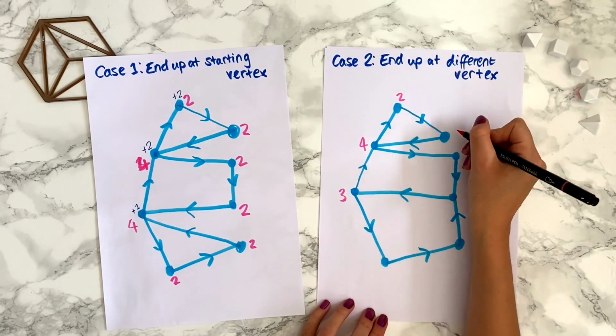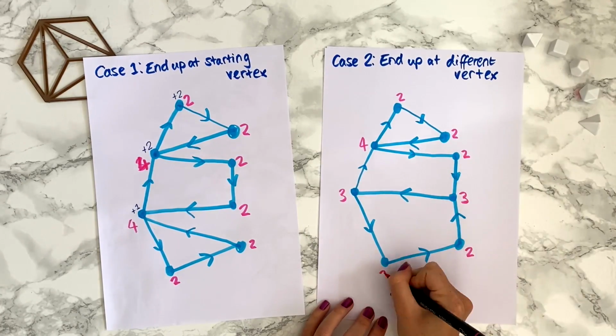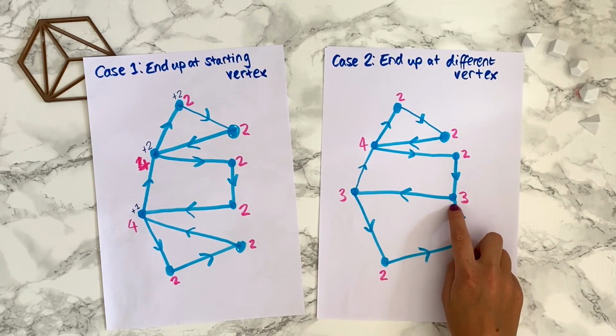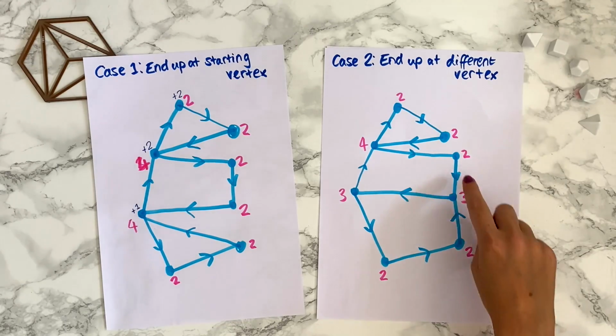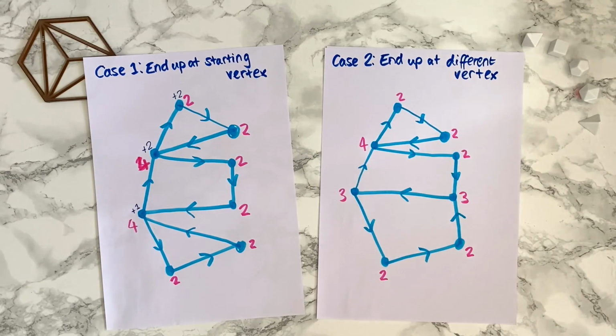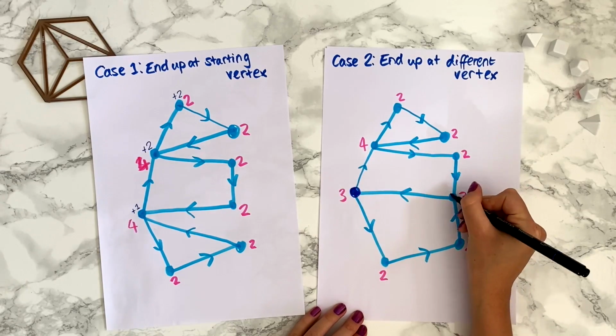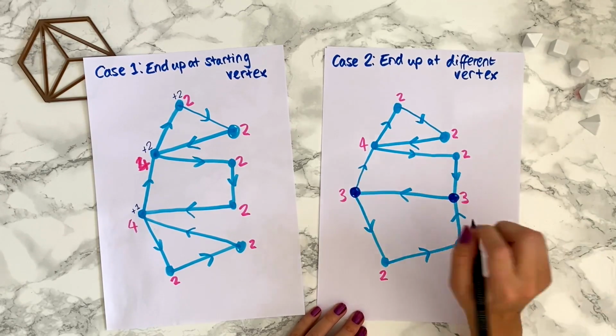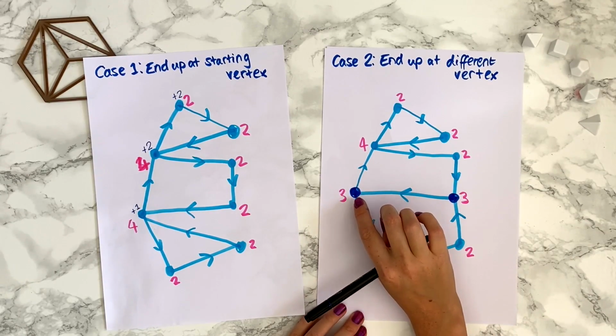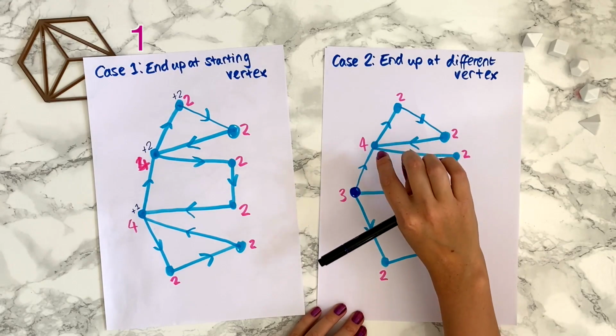Let's label the degrees of the vertices on this graph. So we can see we've got 2 odd degree vertices, and the rest are even. Does this make sense? Well, yes it does, because these are the 2 vertices we started and finished at. So when we started at this vertex, we added 1 to the degree by leaving it.